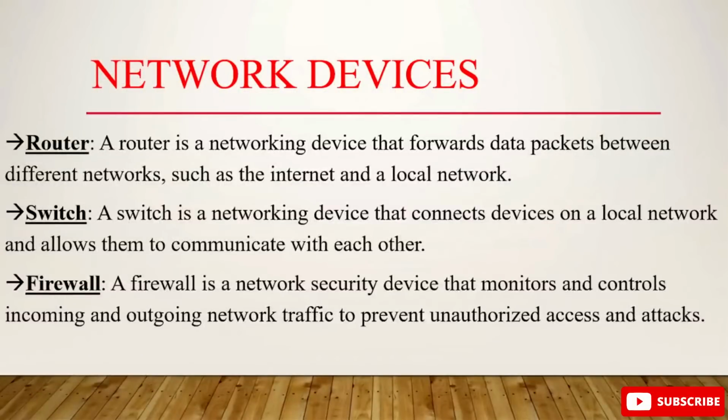First we will talk about the router. A router is a networking device that forwards data packets between different networks, such as the internet and a local network. A switch is a networking device that connects devices on a local network and allows them to communicate with each other. Third is the firewall. A firewall is a network security device that monitors and controls incoming and outgoing network traffic to prevent unauthorized access and attacks. Firewall is an important concept in network security.